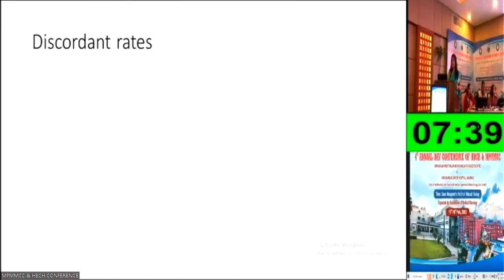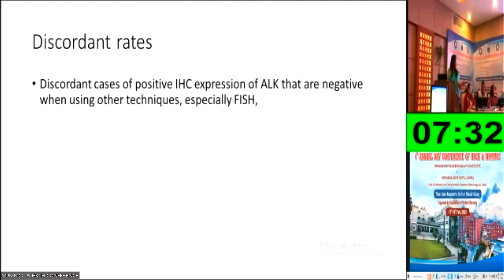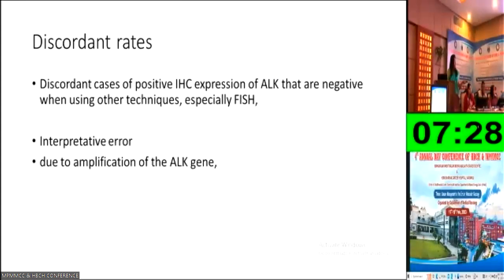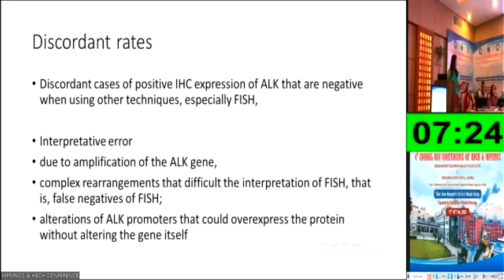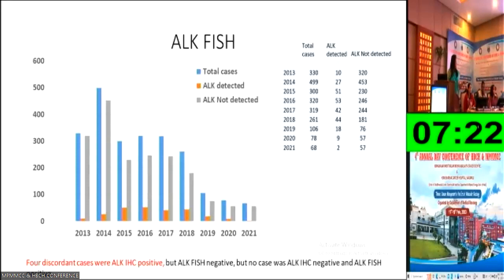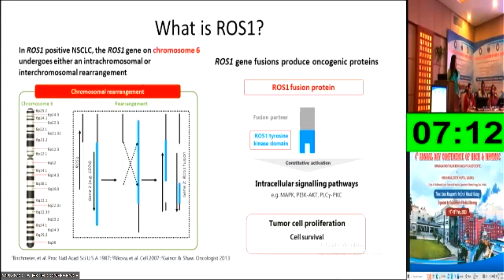Are there discordant rates? Yes, there are discordant rates. Usually the discordance is IHC positive and FISH negative. But any positivity is fine. If FISH is negative and ALK IHC is positive, still you will go ahead with the treatment. And there are various reasons for the discordance. In our ALK testing, initially we used to do everything by FISH, but after the introduction of IHC, the rates of FISH have gone down to a drastic extent.